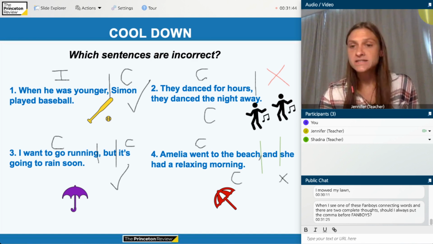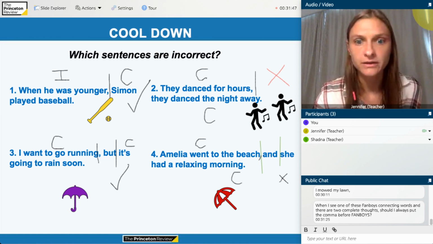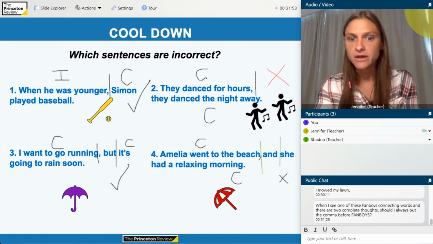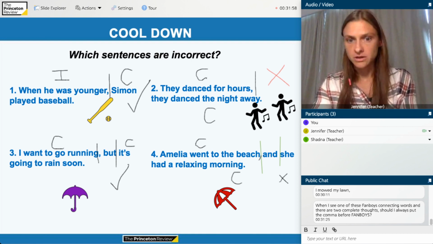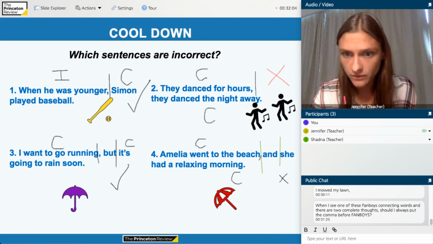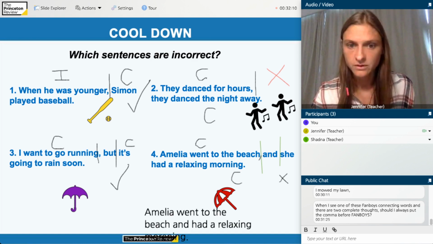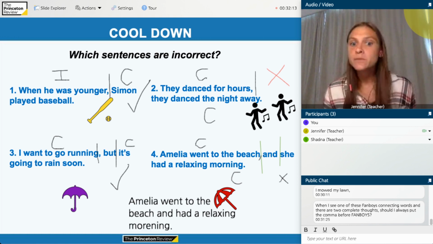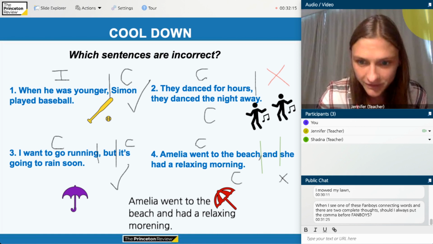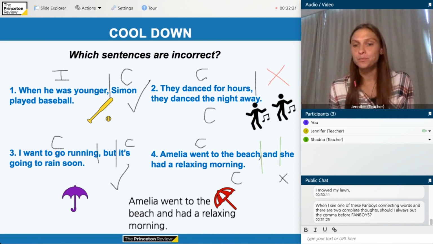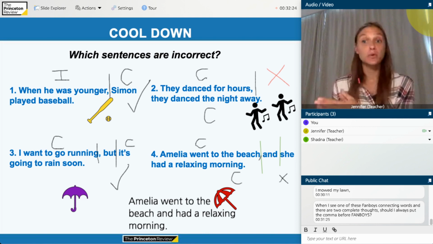So, a different situation, another way to look at this last sentence. I'm going to type this here: Amelia went to the beach and had a relaxing morning. Period. Okay. Oh, I did not type morning correctly. Couldn't see it. There we go. And had a relaxing morning. Now this is correct. Can you see what the difference is here? I took out the word she.